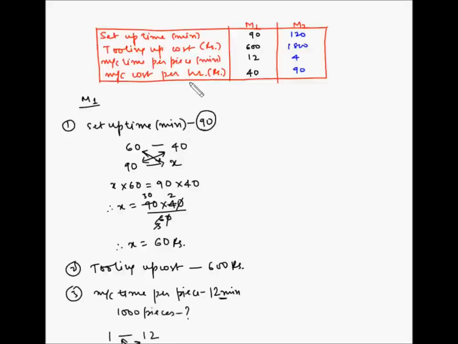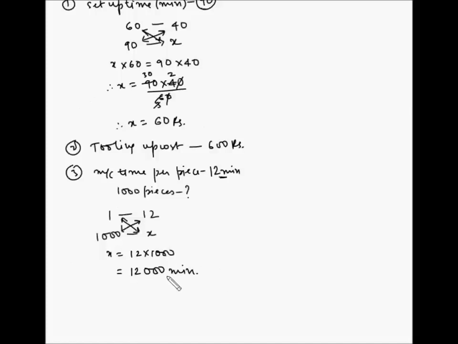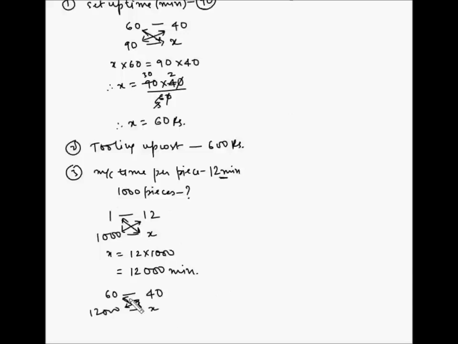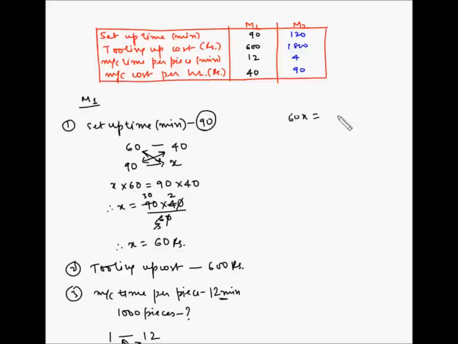Now we know that per hour, that is for 60 minutes, the cost is 40 rupees for M1. So we have to find out the cost for 12,000 minutes. So let's find it out. So for 60 minutes, cost is 40. So for 12,000, cost is X. Again, cross multiplication. So 60X is equal to 40 multiplied by 12,000. So X is equal to 40 multiplied by 12,000 divided by 60.